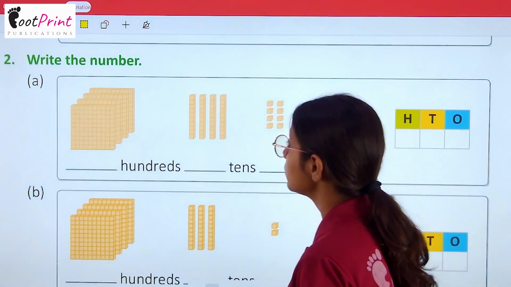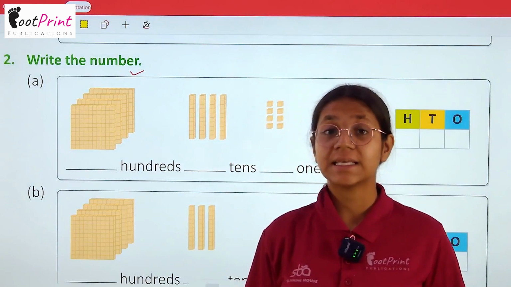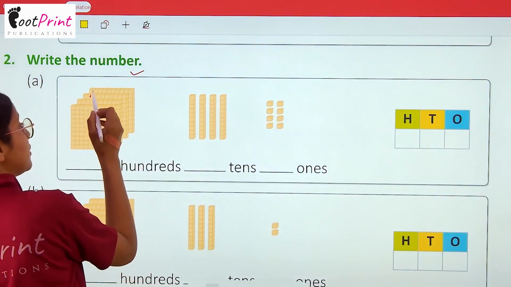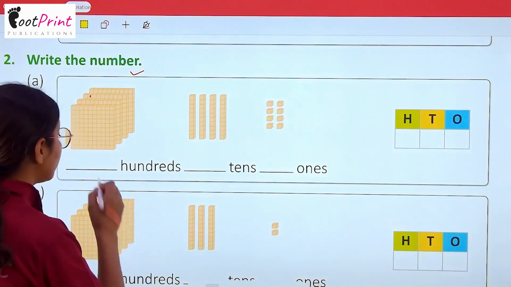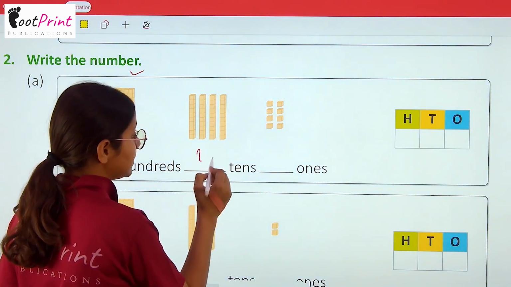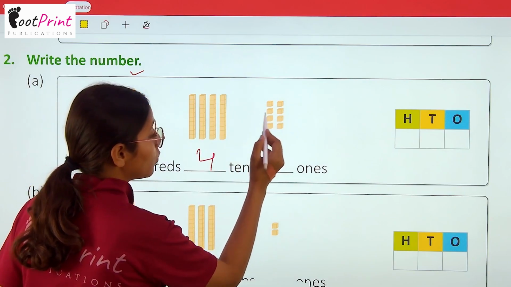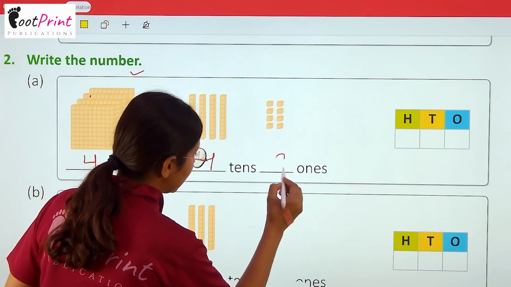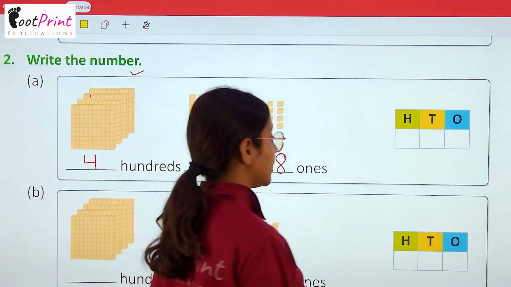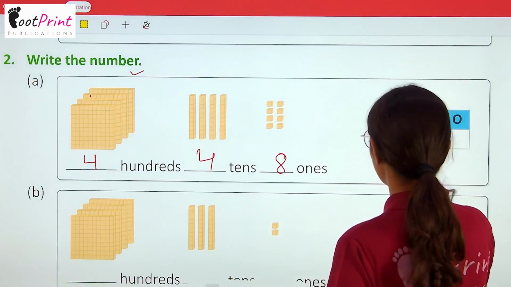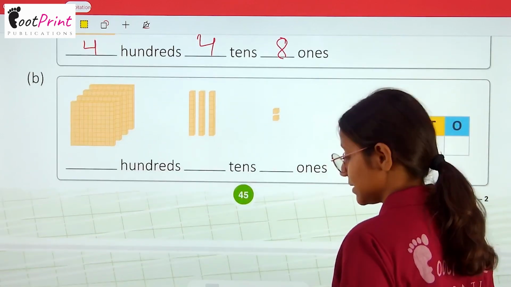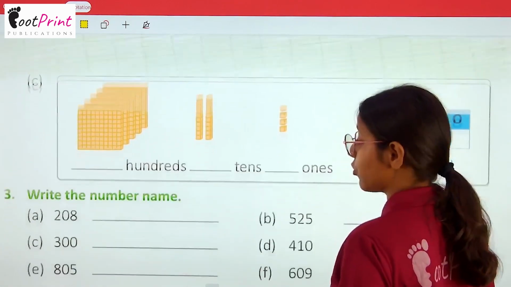Here we have to write the number by seeing the grid blocks. So now 1, 2, 3, 4. How many hundreds are there? 4 hundreds, 4 tens, and 1, 2, 3, 4, 5, 6, 7, 8, 8 ones. So it's 400, 4 tens, 8 ones, and the number is 448. In a similar manner, the rest of the parts you have to perform on your own.